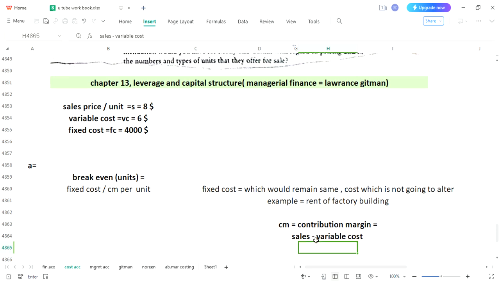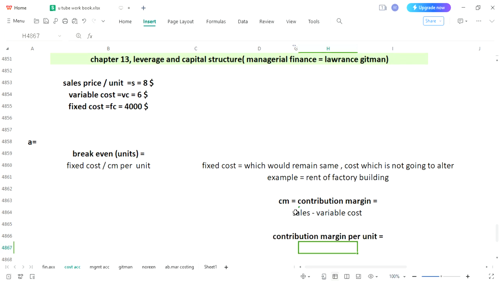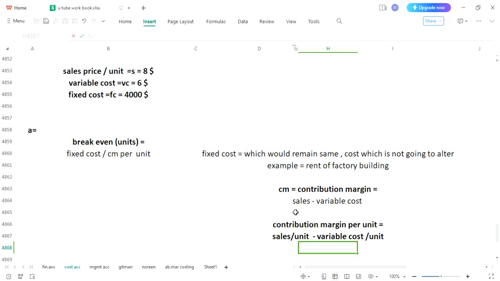In this way, you will be able to calculate your contribution margin. Kindly keep it in mind, we need contribution margin per unit. So for that purpose, contribution margin per unit would be calculated. And for this, the same above formula would be used. We will use sales, but this sale would be for a single unit. Then you will subtract your variable cost, but again per unit would be taken. In this way you will be able to calculate your contribution margin per unit.